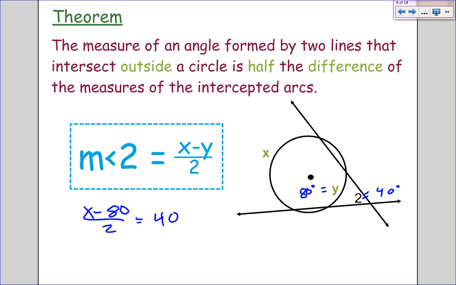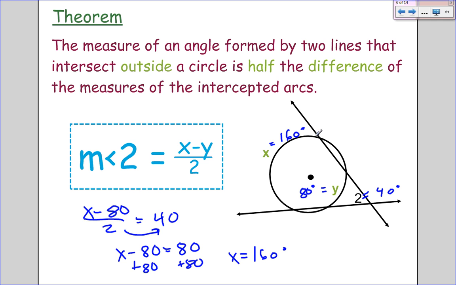Now to move a 2 from the denominator over, you just multiply it over. So x minus 80 equals 80. And now how do you move a minus 80? You add 80 to both sides. So that arc is 160 degrees. So that's how we work backwards to find arcs as well.